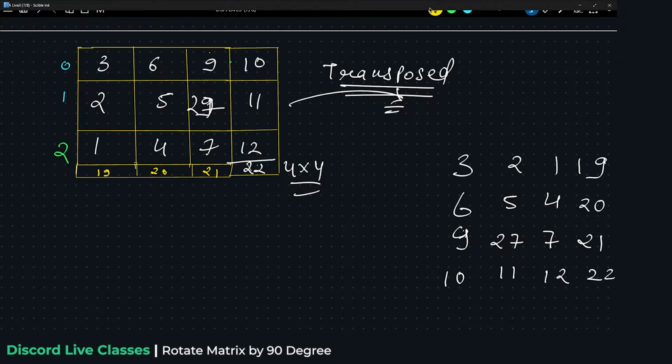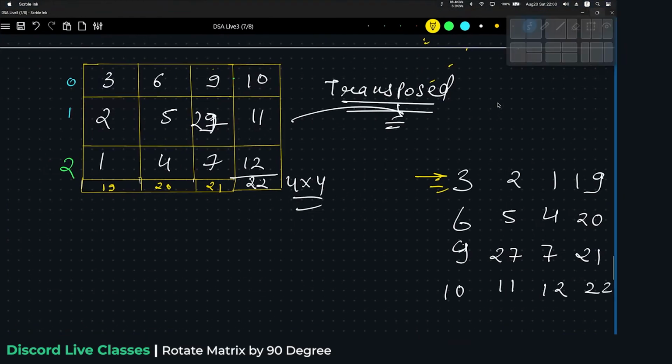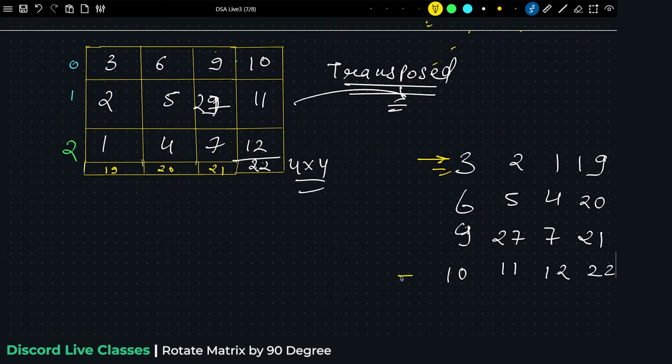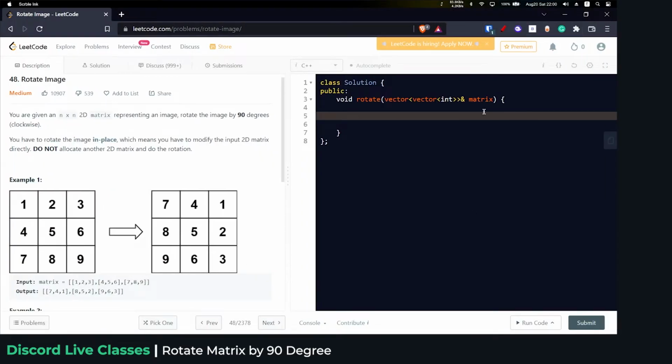You will make the pairs. So how will you make the pairs? You will make a pair of the first row with the last row, and the second row with the second last row. Now there is no remaining row, so what will you do? You will swap them. So now this is your main task. Let me code this problem, then you will get more idea.